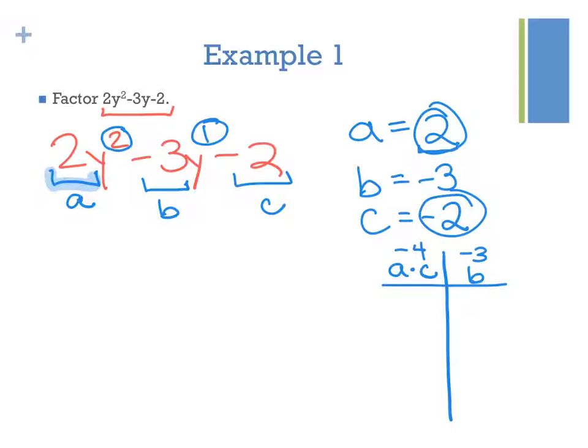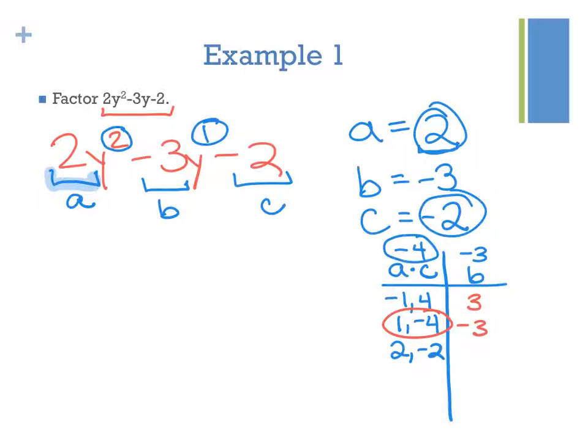So I'm going to make a list of all the pairs that multiply to be -4. I'm going to start with -1 and +4. I could do +1 and -4, 2 and -2. And I'm looking for the pair that actually adds up to be -3. Of these pairs, which pair adds up to be -3? -1 and 4 is +3, 1 and -4 is -3. So this is the pair of factors that I am going to use to break apart my middle term.